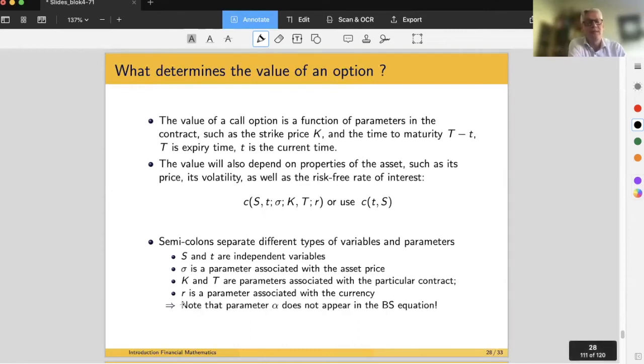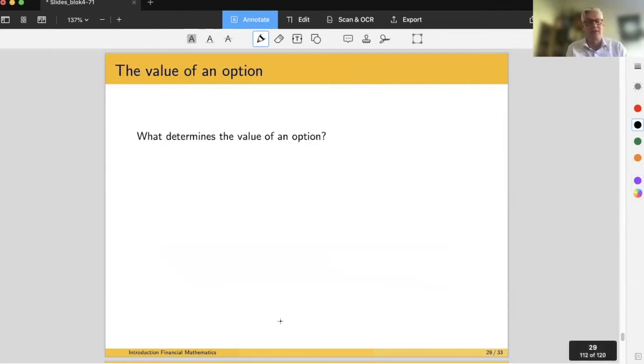And note that the parameter alpha does not appear in the Black-Scholes equation. Because of the hedging that we are doing, the rate of return of the stock price process under the real world measure does not appear in the Black-Scholes equation. It is a direct result of the hedging argument.